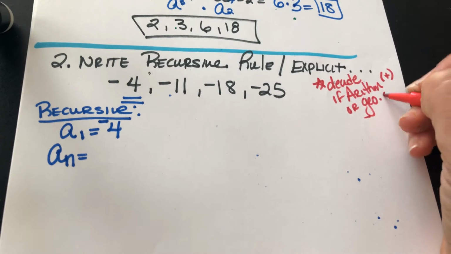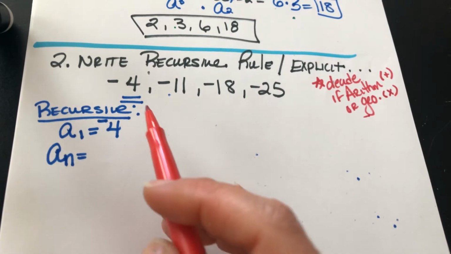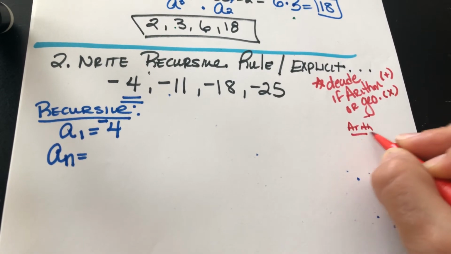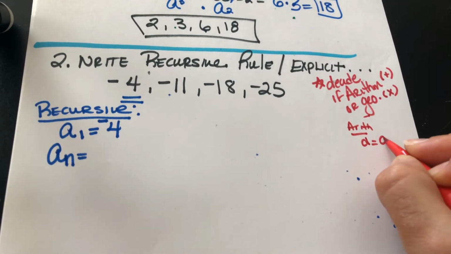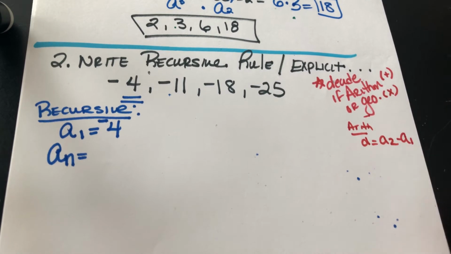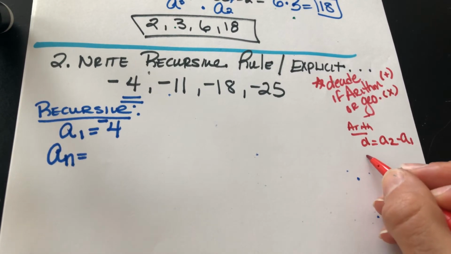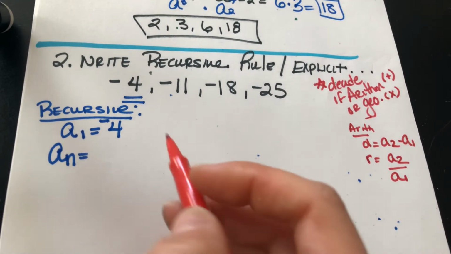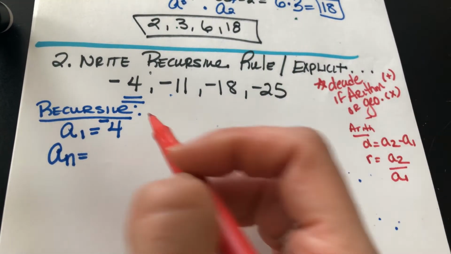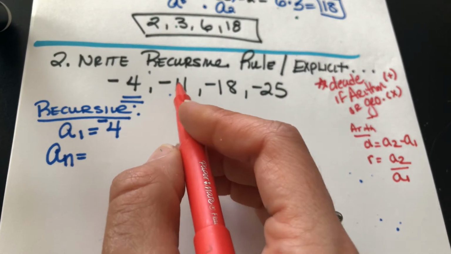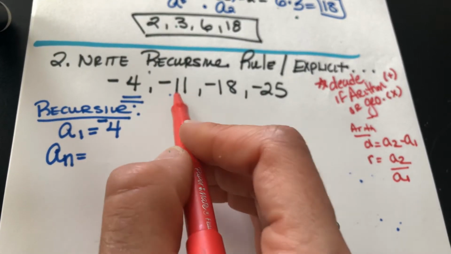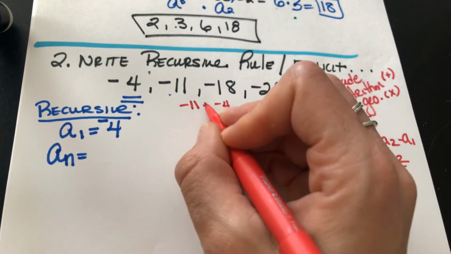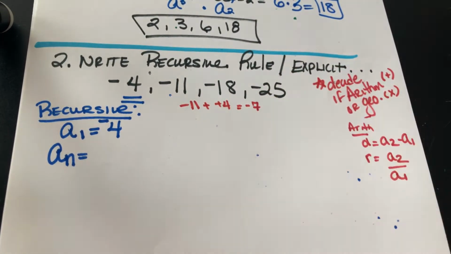Arithmetic is adding. If you're geometric, it means you're multiplying. So let's look. Remember, to do arithmetic, I told you it's the D, and always take second minus first. If it's consistent, great, it's arithmetic. Or you take your second and you divide it by the first. Hopefully you guys will realize this is not geometric, and what's happening here is we're constantly subtracting 7, right? If you're like, I don't get it, well, look, negative 11 minus negative 4, negative 7, and then just keep going.